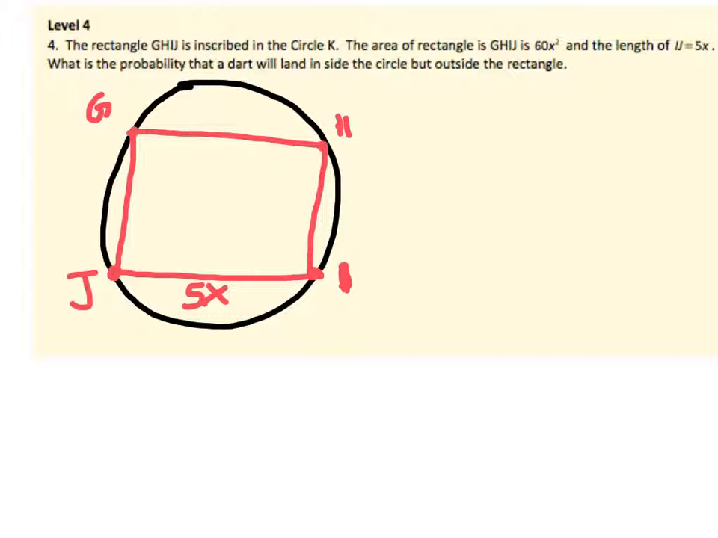Okay, so if IJ is 5x and the area is 60x squared, remember to find the area of a rectangle, you're going to take one of the sides times the other side, and that's going to give you the area. So that means if I solve for what I called L, or the unknown side, I'm going to get 12x.